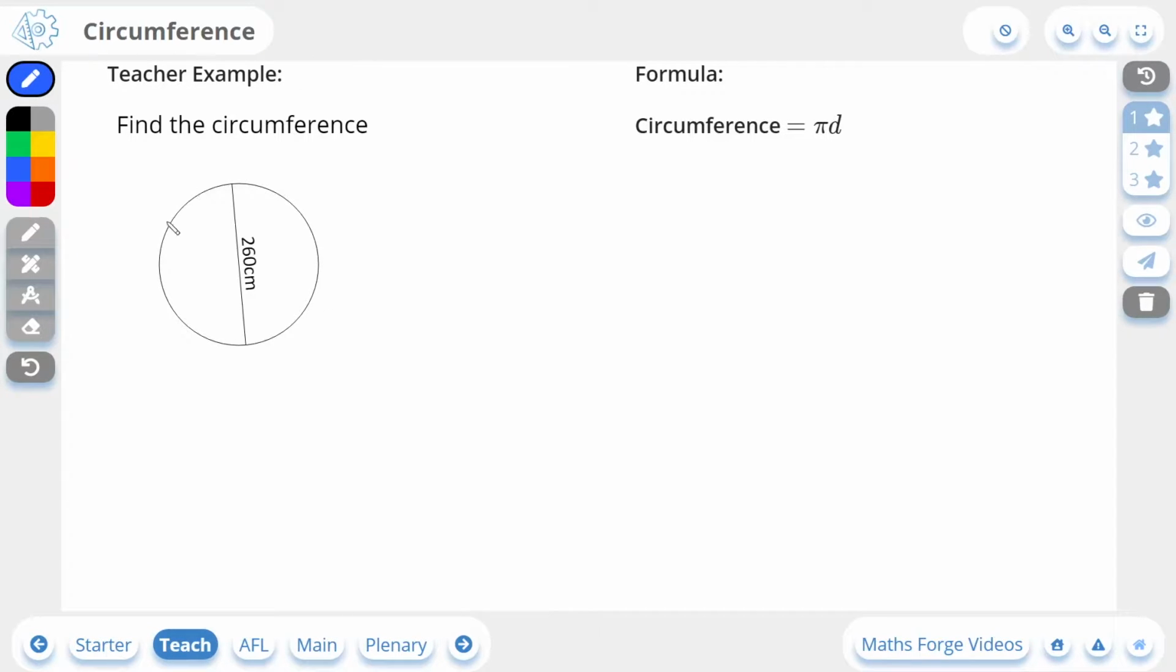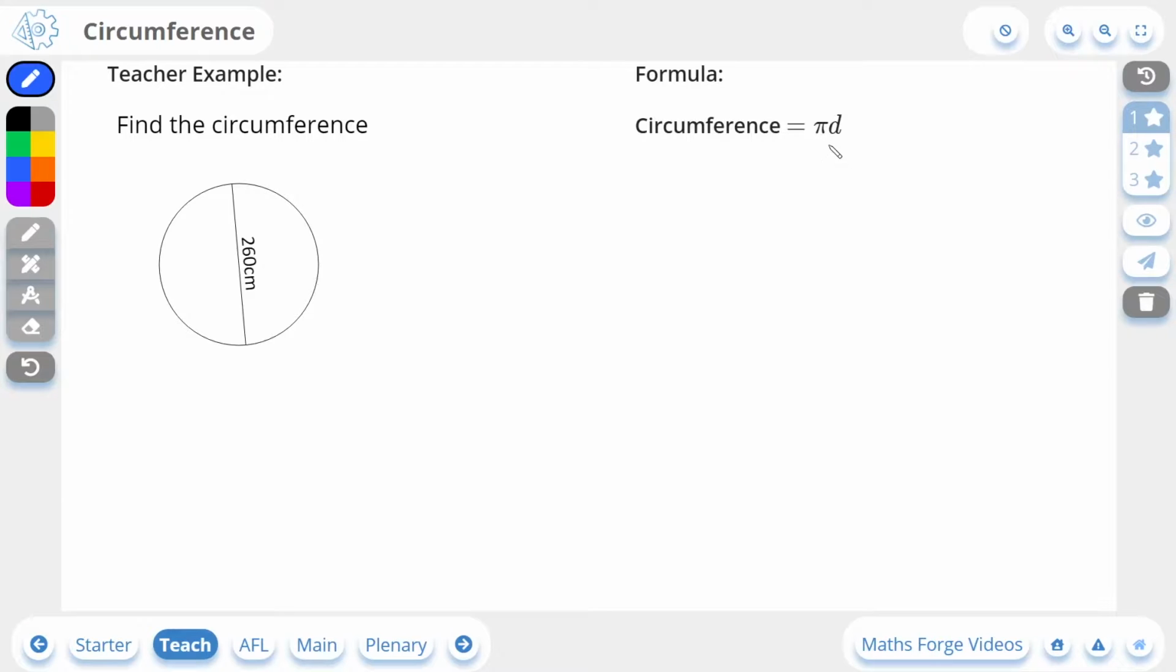So the circumference of a circle is essentially the perimeter of a circle. It is this outside length of the circle. So for our 1-star example, we're being asked to find the circumference of this circle that has a diameter of 260 centimeters. The diameter is the length that goes through the center of the circle from one side to the other.